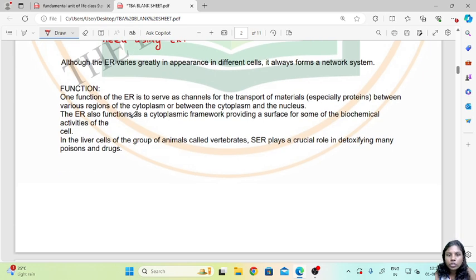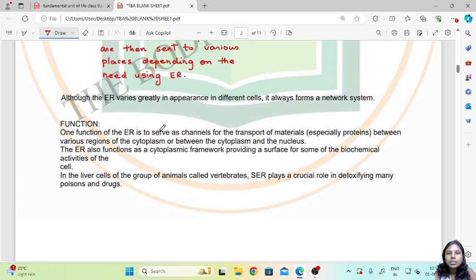Now what are the functions of this endoplasmic reticulum? One function of ER is to serve as channels for transport of materials, especially proteins, between various regions of the cytoplasm or between the cytoplasm and the nucleus. So what we had discussed was, once the manufacturing of protein happens, they are transported to various places depending on the need. So this ER also helps in the transportation of these materials, especially the proteins, between various regions of cytoplasm or between cytoplasm and the nucleus.